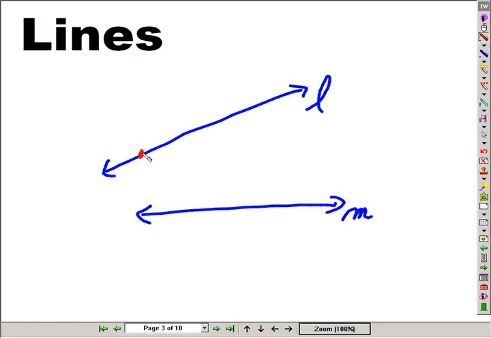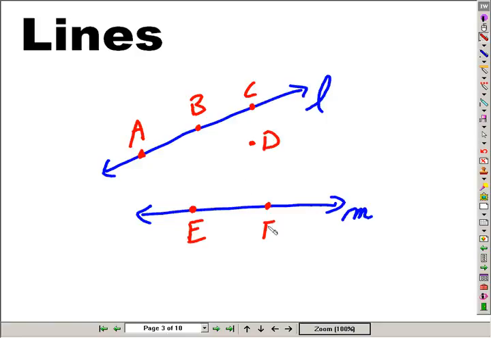But points could be on these lines. Not necessarily, but they could be. And how many points are on the line? Infinitely many dots. And points have labels. So now we're looking at a more complex picture.